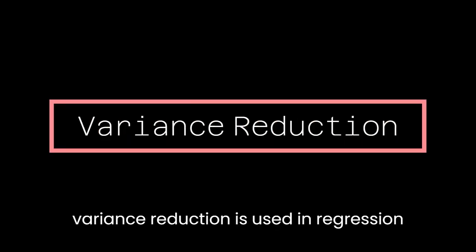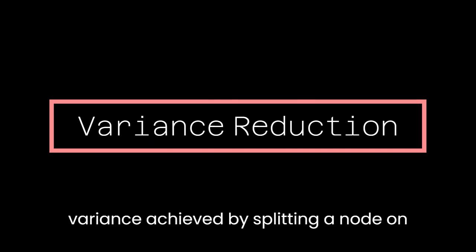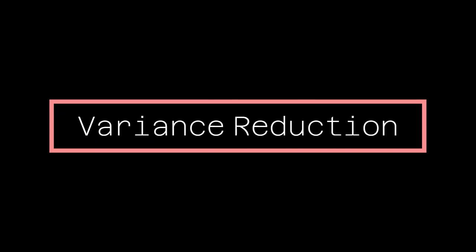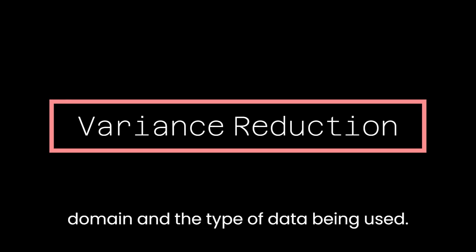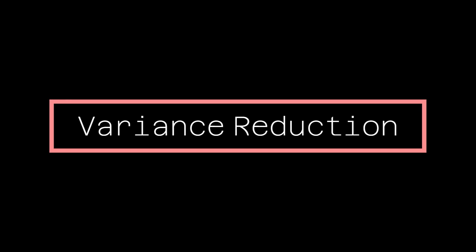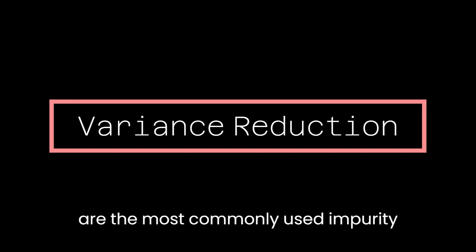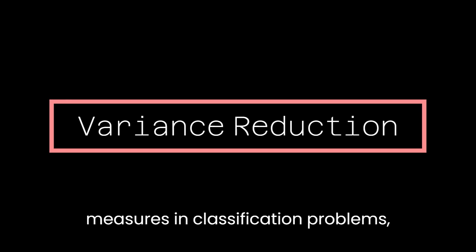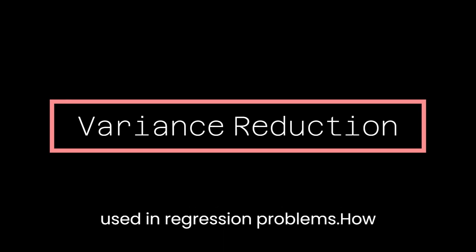Variance reduction. Variance reduction is used in regression trees and measures the reduction in variance achieved by splitting a node on a particular feature. The choice of impurity measure depends on the problem domain and the type of data being used. In general, the Gini index and entropy are the most commonly used impurity measures in classification problems, while variance reduction is commonly used in regression problems.